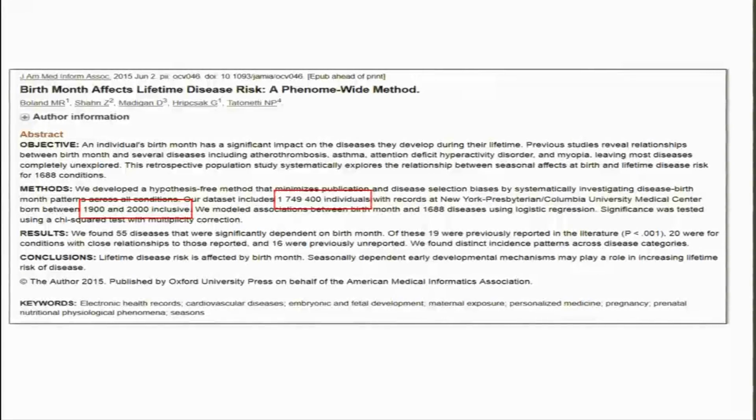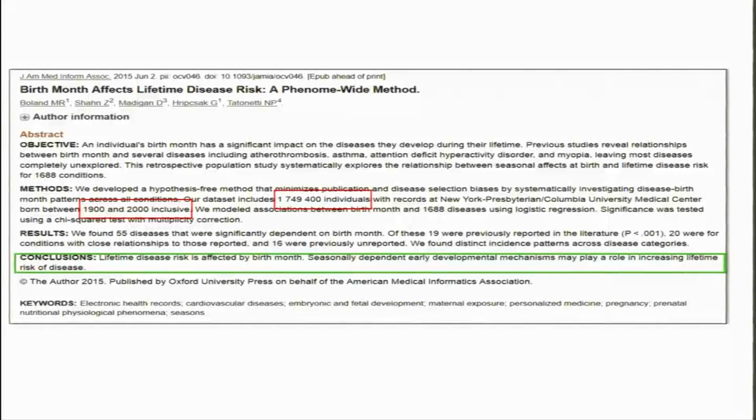So what they have done is they have looked at the records of these many individuals, and then asked whether there is any correlation between, for example, the birth month and the prevalence of a given disease. They looked at 55 diseases. You can go and read this paper, it is available freely. Some of the interesting correlations I'll discuss, but the conclusion is that lifetime disease risk is affected by birth month. If you are born in a certain month, you may be at higher risk of developing certain diseases, not here in India, but if you happen to be in New York. I'll come to that a little later.